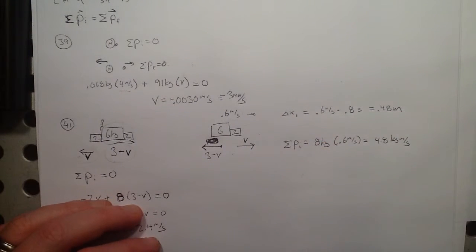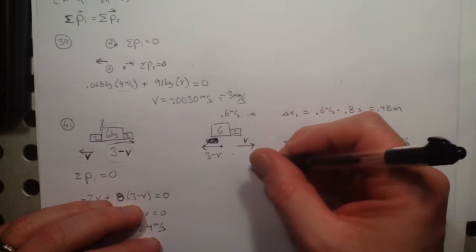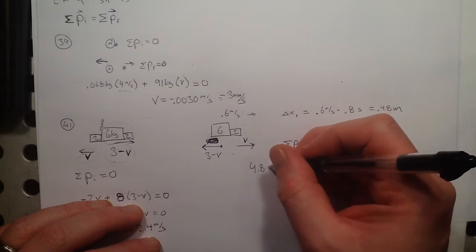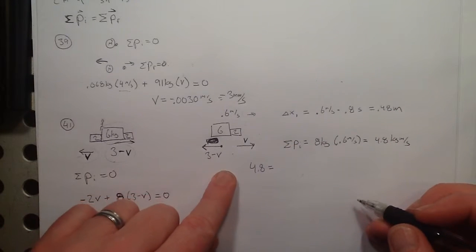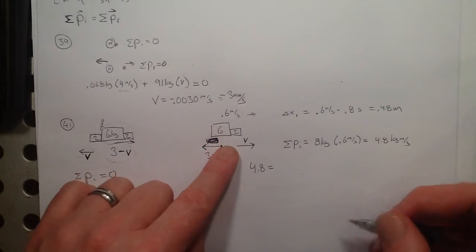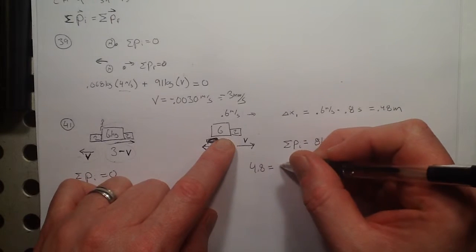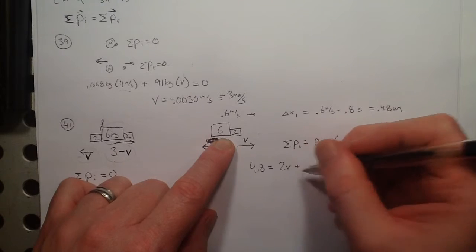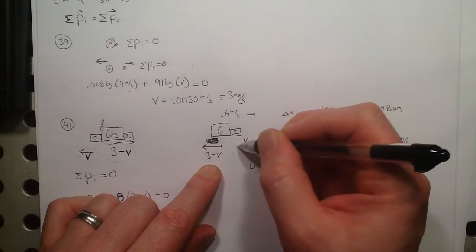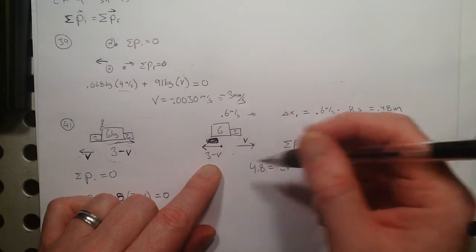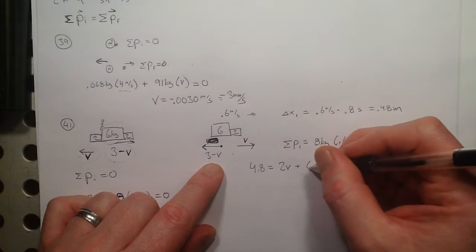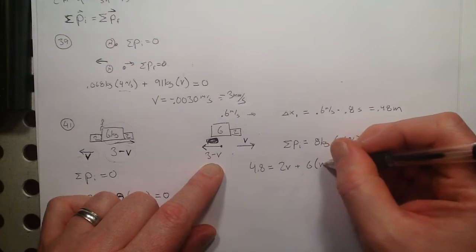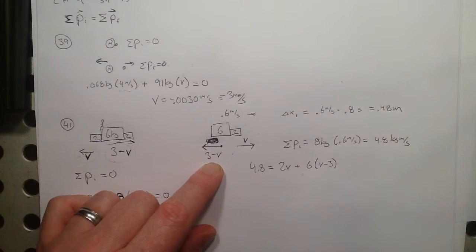And that means the final momentum must also be equal to that. So 4.8 is equal to the sum of the momentums after. So the momentum of this is 2 times v, plus the momentum of this. If this is the positive direction, this would have to be the negative direction. So that would be 6 times negative 3 minus v, or v minus 3, when we change the sign there.